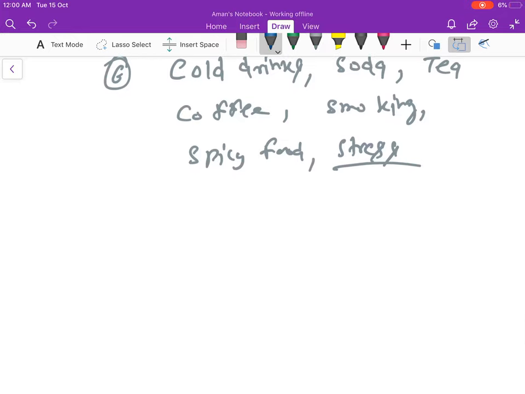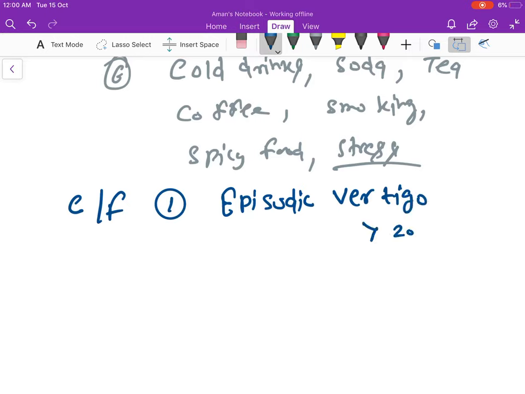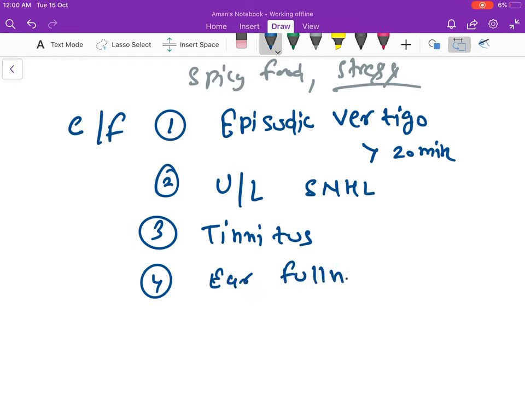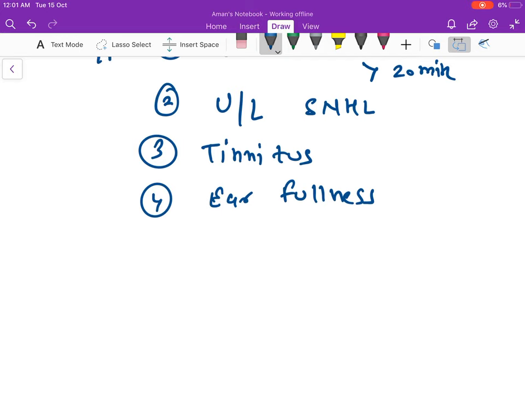How will it present? The American Academy of Otorhinolaryngology and Head and Neck Surgery gave certain features for Meniere's disease. These clinical features include episodic vertigo, which means the vertigo will last for more than 20 minutes, unilateral SNHL, which is fluctuating in nature, tinnitus, and earfulness. These four features we call typical features of Meniere's disease.